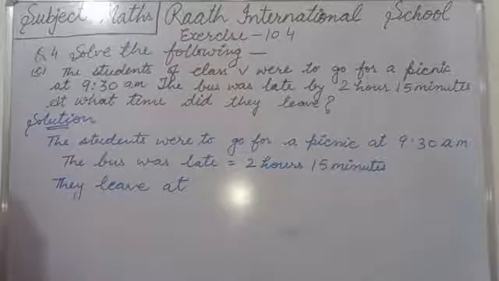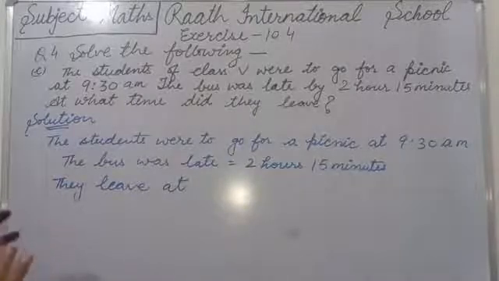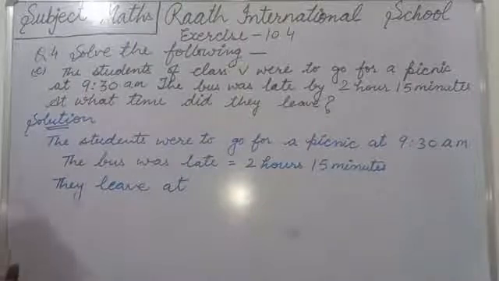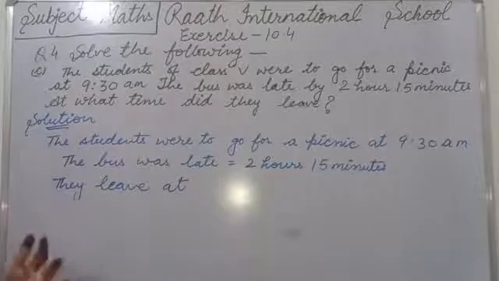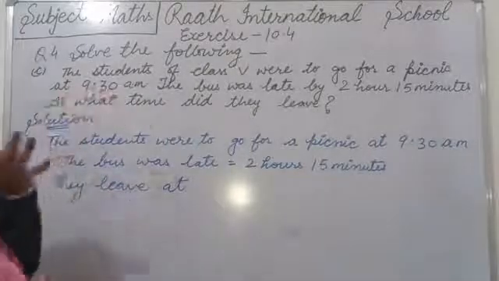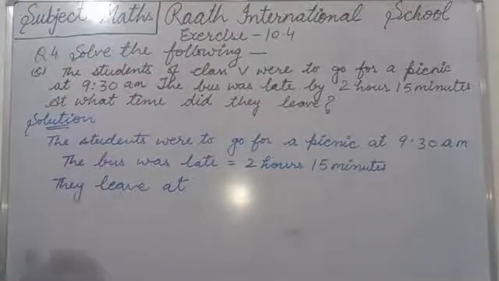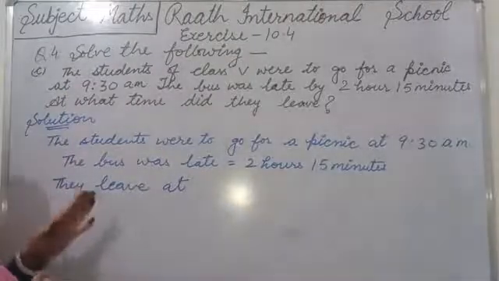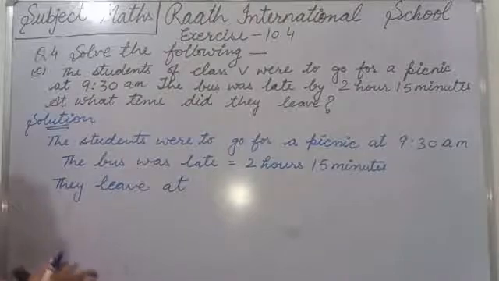Okay, वो एक पिकनिक पर जा रहे थे at 9:30 AM. The time was 9:30 AM. Okay, पिकनिक पे जाने का जो टाइम था that is 9:30 AM. The bus was late by 2 hours 15 minutes. जो बस है वो लेट हो गई. Okay, टाइम तो था 9:30 पिकनिक पे जाने का, but the bus was late. How much late? 2 hours 15 minutes.